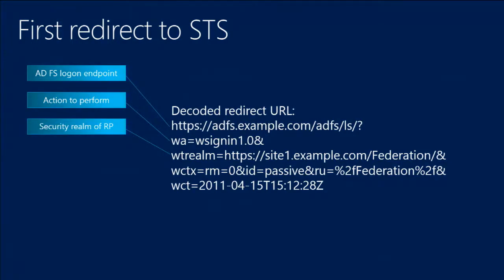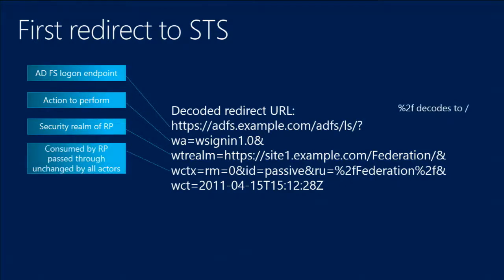So that's the action. Now, what do we want? We're going up there to get a security token. Who are we getting the security token for? The application, right? So the application is redirecting the client up to the ADFS server to get a security token for itself. So it identifies itself to the security token service, and that's what the wtrealm parameter is.